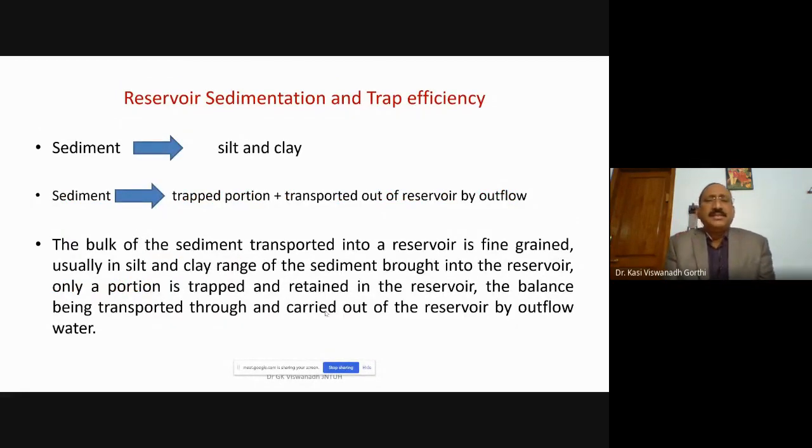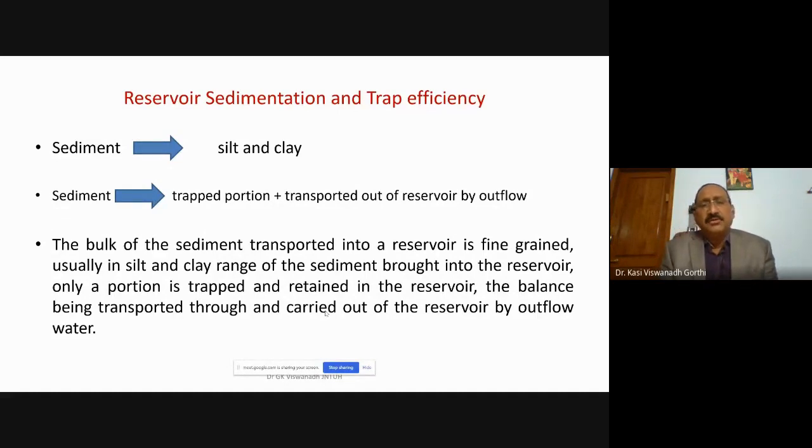As we understand, basically sediment may consist of silt and clay. For higher velocities, sand particles also may be there. So some of the sediment may be trapped, and some untransported out of the reservoir. There will be two parts in it. When you consider a reservoir, the water coming into the reservoir brings the sediment. Because the velocity is reduced, the sediment will be trapped or deposited in the reservoir. But what happens later?